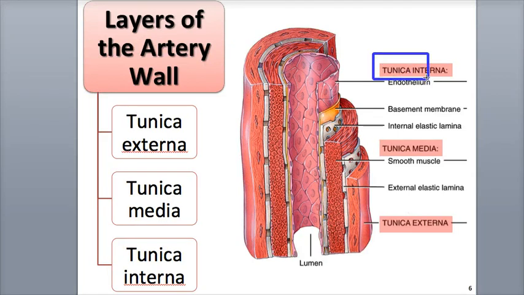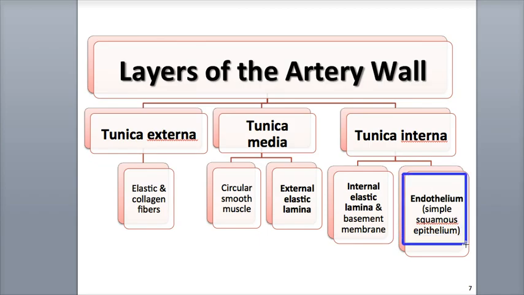The tunica interna, or intima, serves as the inner lining of a blood vessel and makes direct contact with the blood flowing through the lumen, which is the inner space within the blood vessel. Think of the word illuminate, which is when something is made clear. The innermost part of the tunica interna is the endothelium. This is a single, thin, smooth layer of simple squamous epithelium.